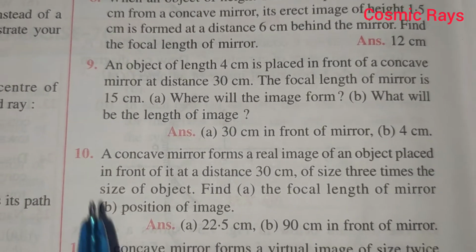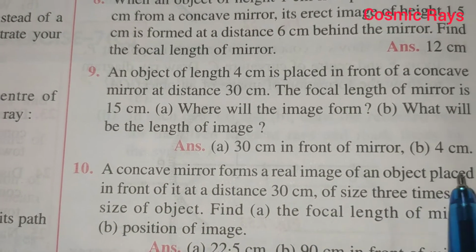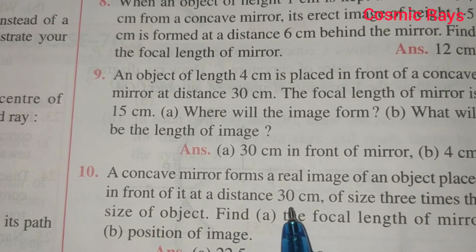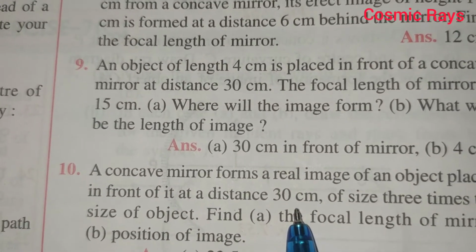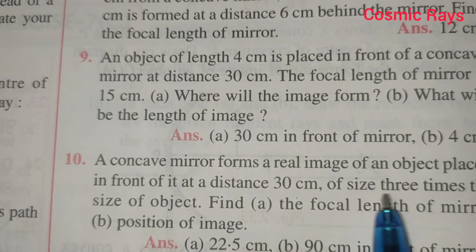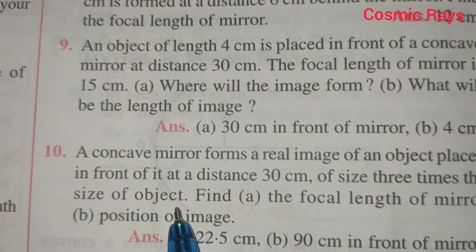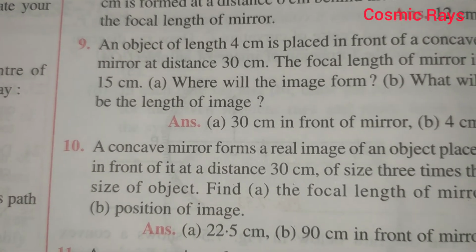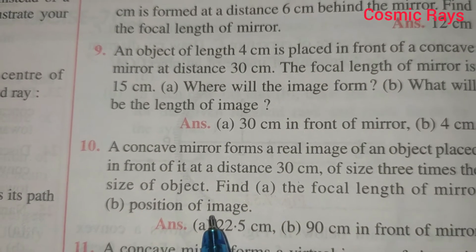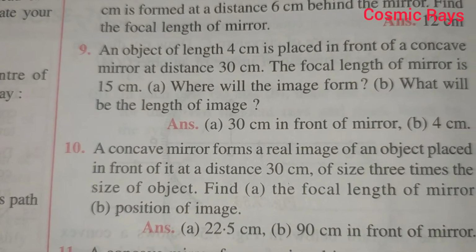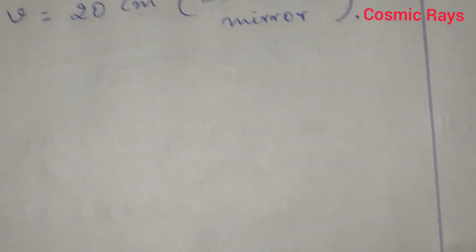Now question number 10 says a concave mirror forms a real image of an object placed in front of it at a distance of 30 centimeter. So here u is equal to minus 30 centimeters, of the size 3 times the size of the object. So the image got magnified 3 times the object. We have to find the focal length of the mirror and the position of the image. So here first let us write the given things and then we'll try to solve.